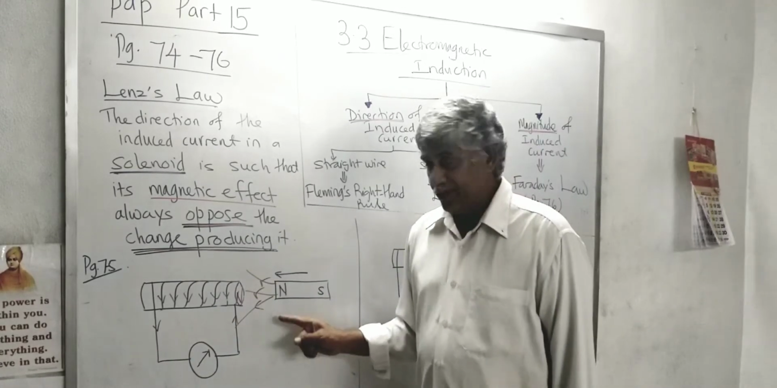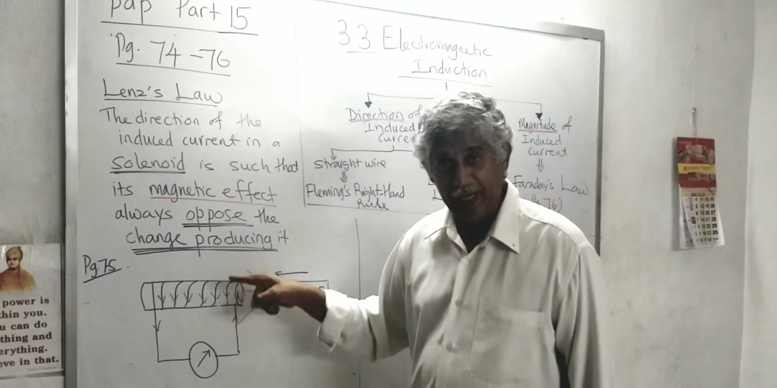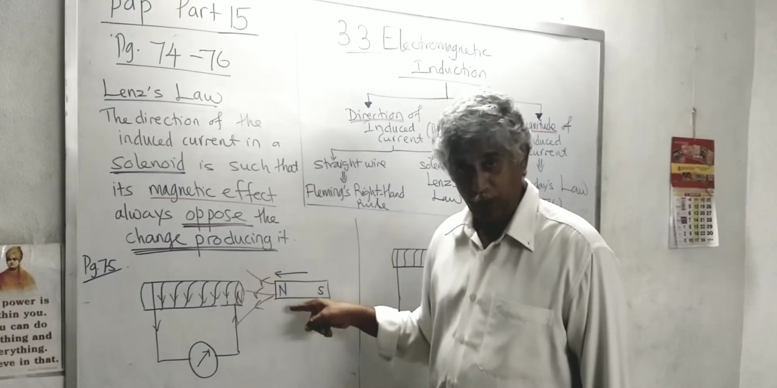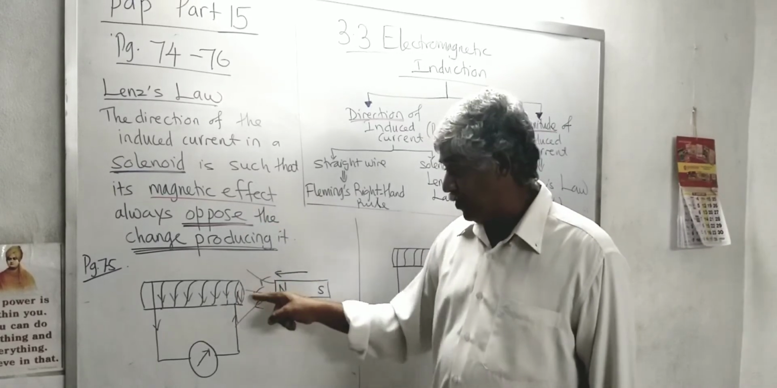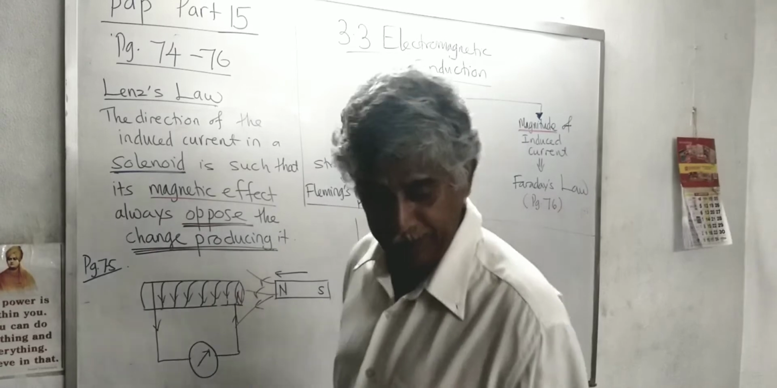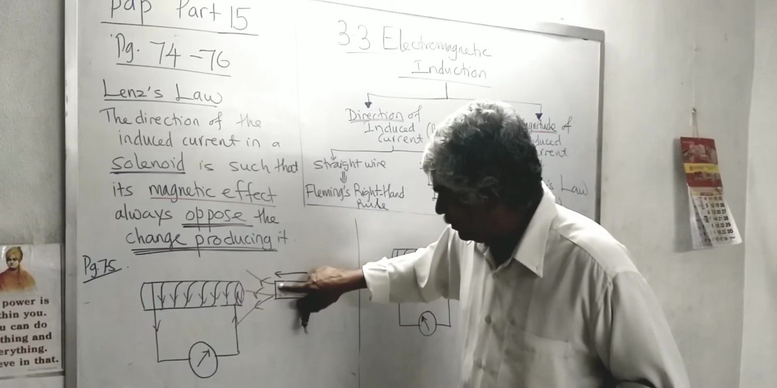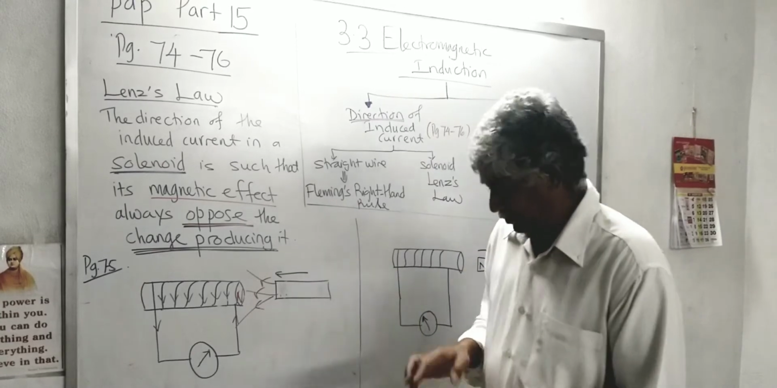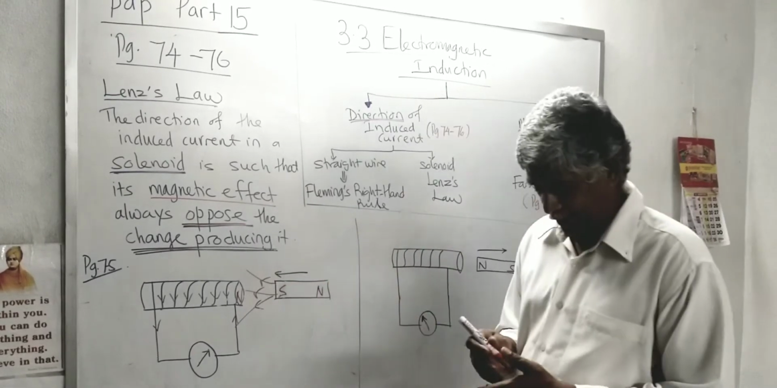You got it? So when the north pole goes in, the direction of induced current is such that it will oppose the north pole which is producing it. Right? So that's the definition. So north pole going in. Now suppose I make this as south. So your north pole of the magnet will be here.